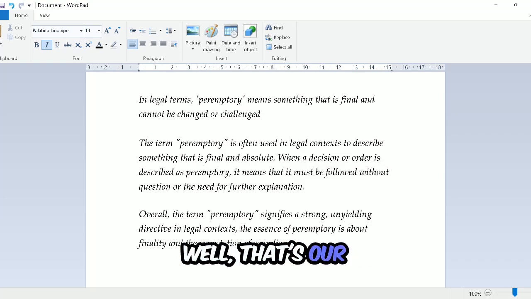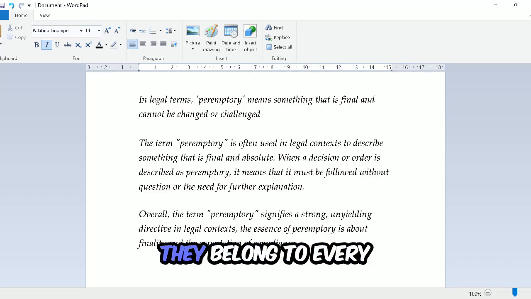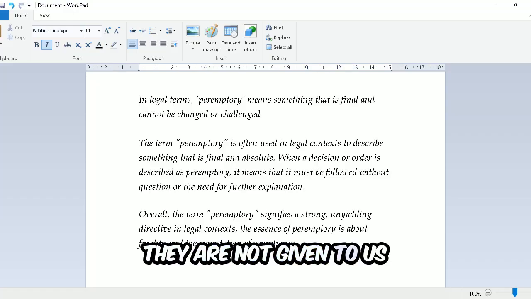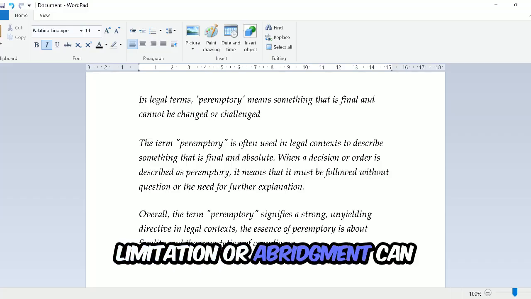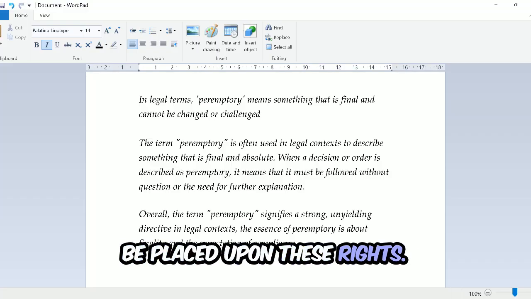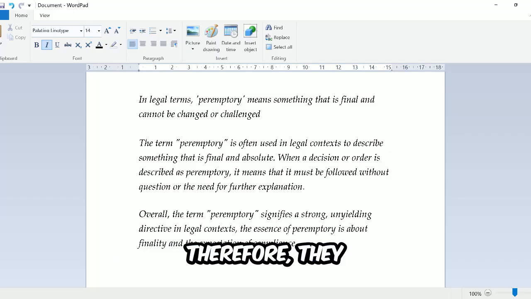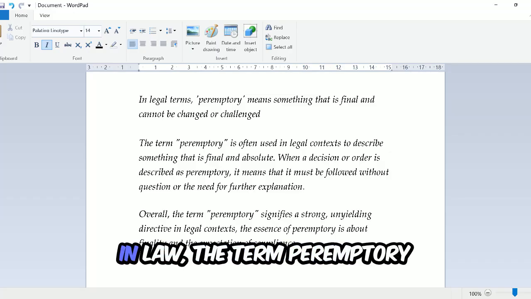Well, that's our inalienable rights. They belong to every single man or woman. They are not given to us by the government, and no limitation or abridgment can be placed upon these rights. Therefore, they are peremptory in law.